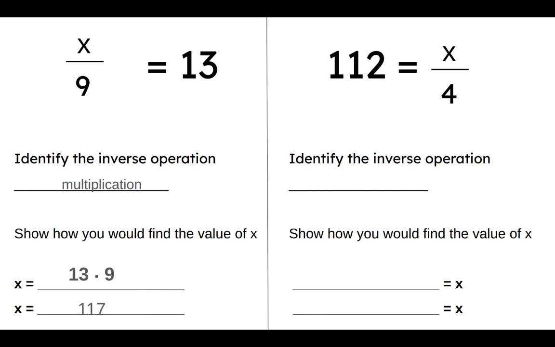112 equals x divided by 4. Okay, so again, a division problem. So my inverse operation is multiplication. Show how you would find the value of x. So again, here are my supporting details. I need to multiply 112 times 4. Now at this point, I might need to go off to the side on scratch paper to figure out what 112 times 4 is. And then once you do that, you're going to find that it's 448.